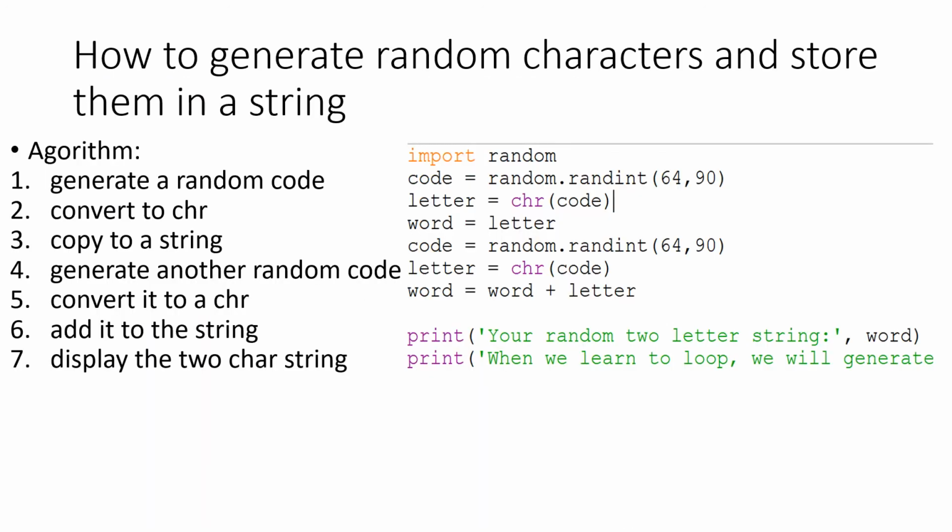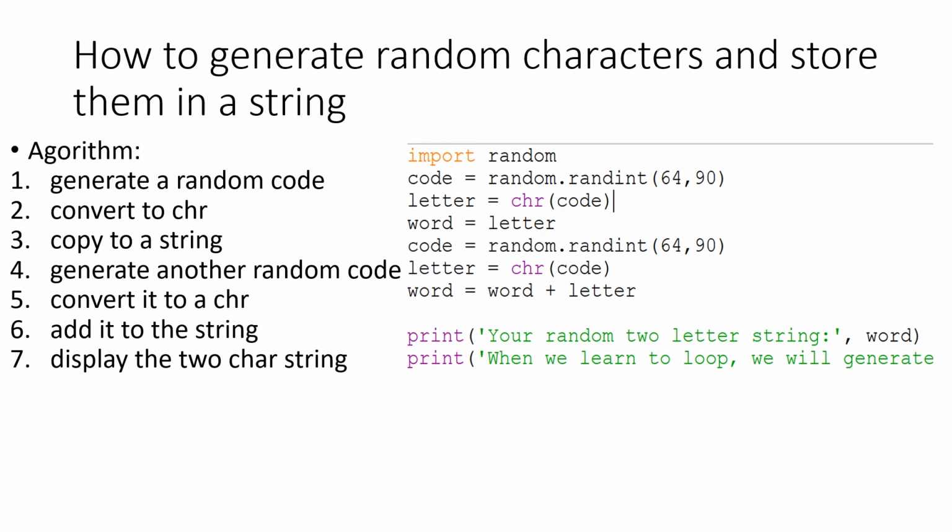So the algorithm for a program that generates 2 random characters and stores them in a string: we need to generate a random code, convert it to a character. We copy that character to a string because it's the first character. We store that into a string. And then we're going to generate the second random code, convert it to a character, and concatenate using the plus symbol to the string. And then we're going to display the string, the word.